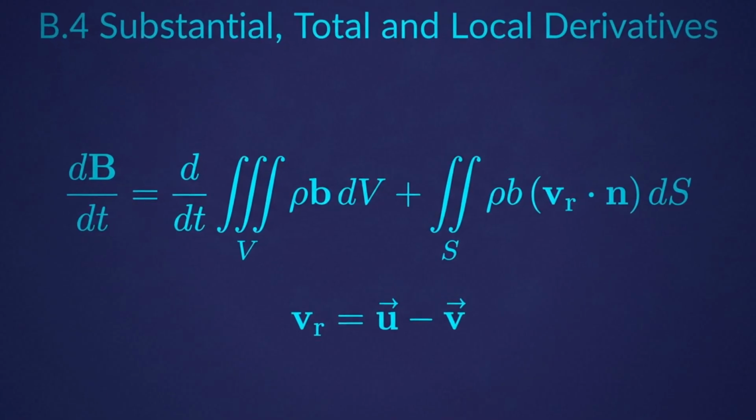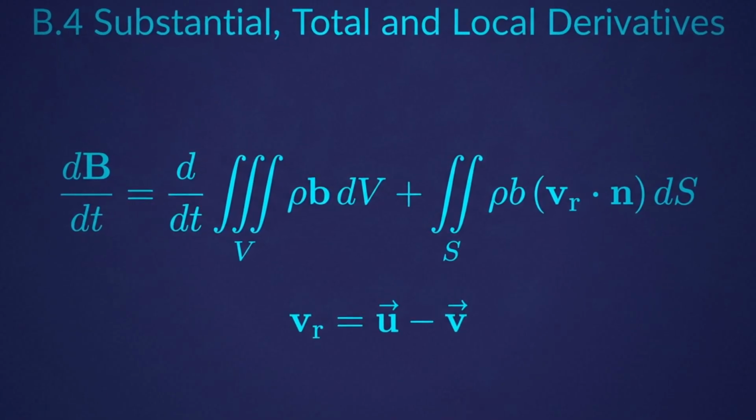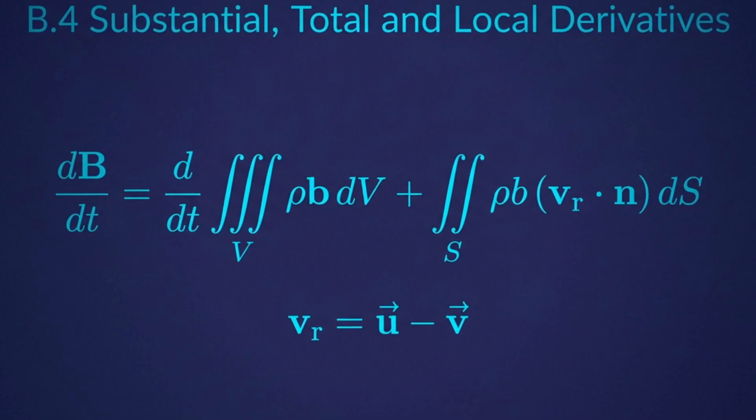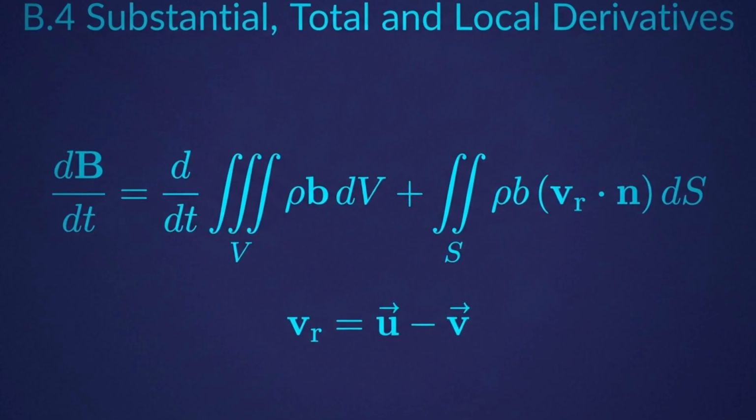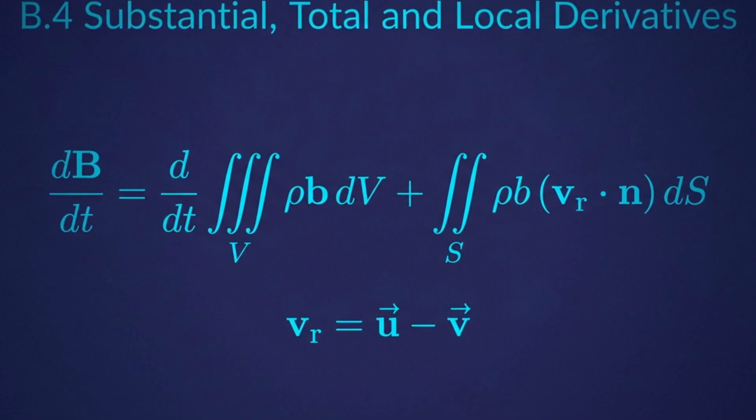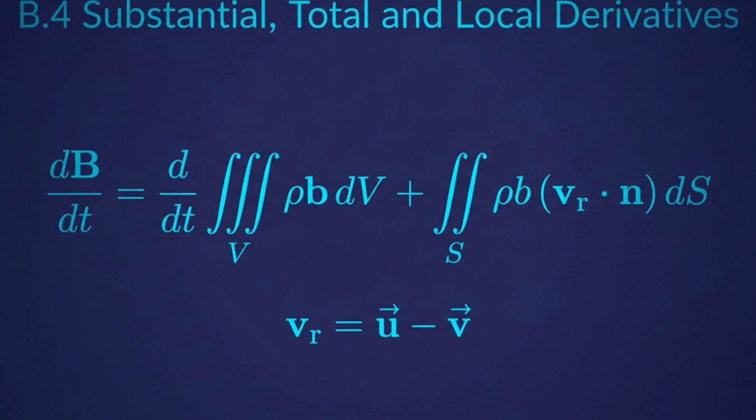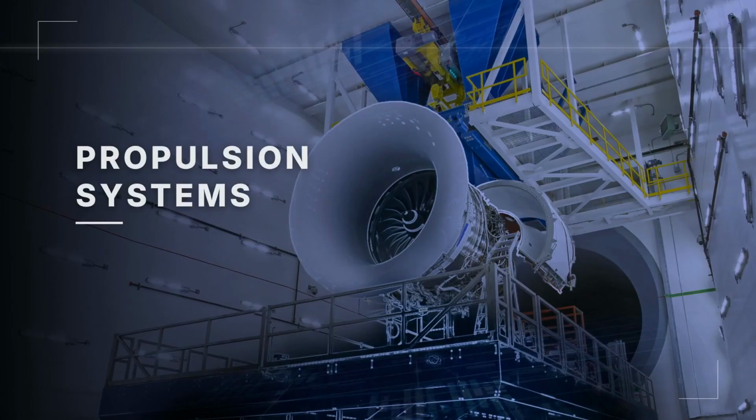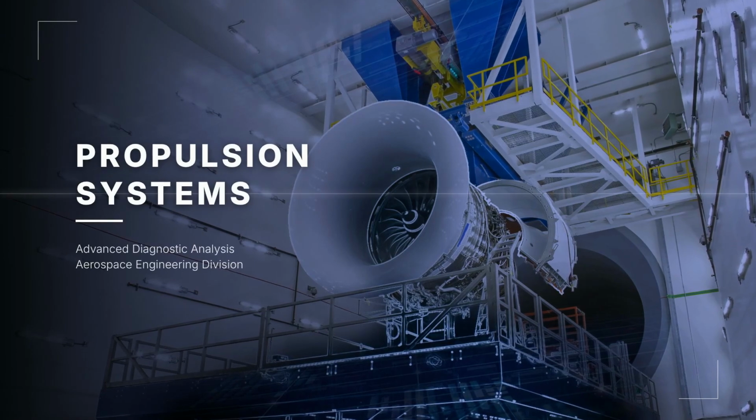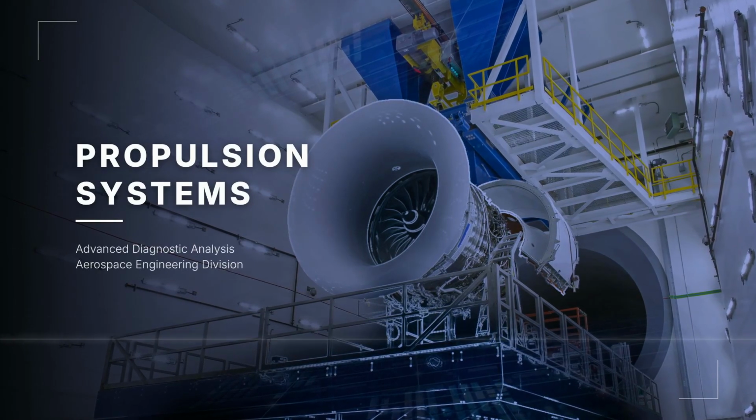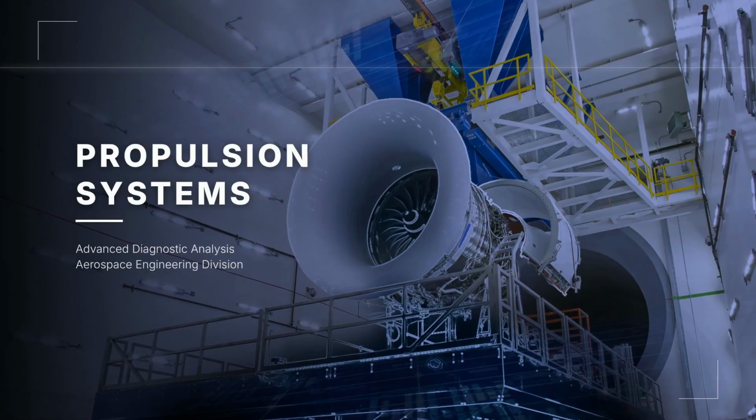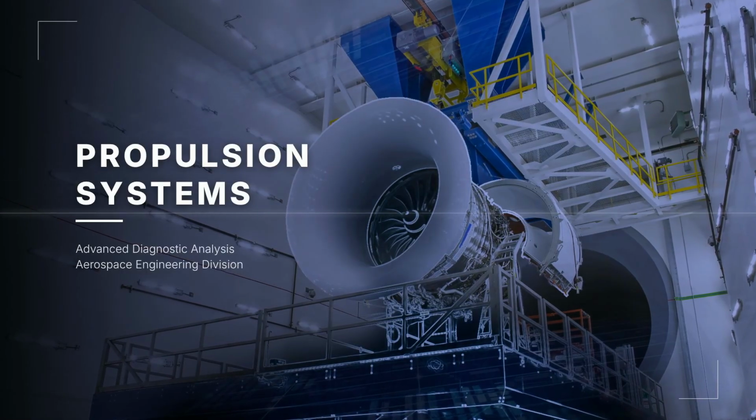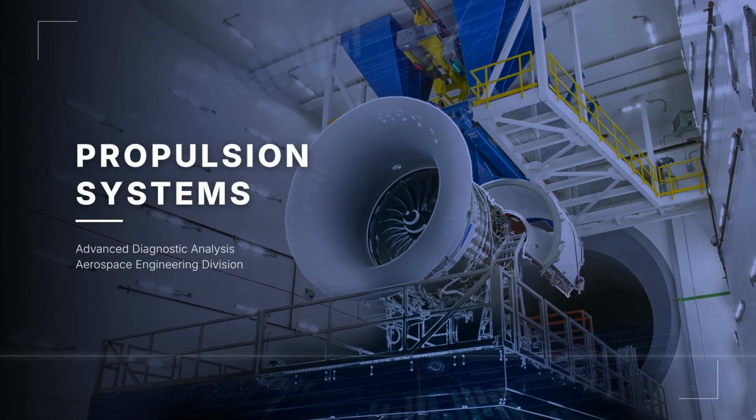We must also distinguish between types of derivatives. Equation B.29 relates the substantial derivative, which follows a moving mass, to the total and local derivatives within our fixed or moving control volume. It accounts for the relative flux across the boundary. The relative velocity is defined as vector u, the fluid velocity, minus vector v, the control volume velocity. At the Department of Mechanical Engineering here at UConn, we apply these advanced derivations every day. We're using them to design the next generation of ultra-efficient, environmentally conscious propulsion systems.